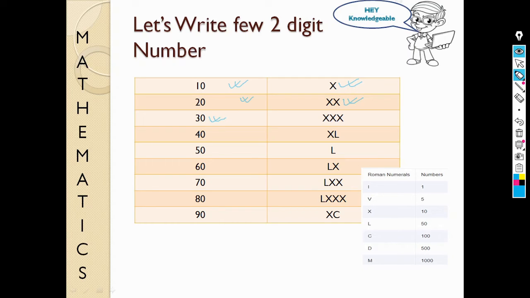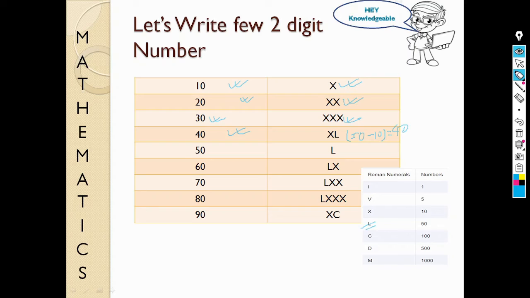And then if you have to write 30, then X is repeated thrice. For 40, again, we can't repeat X 4 times, so we'll have to go by the rule of subtraction. So we'll have to take the higher numeral, that is L, that is 50, and 50 minus 10. So this is 40.